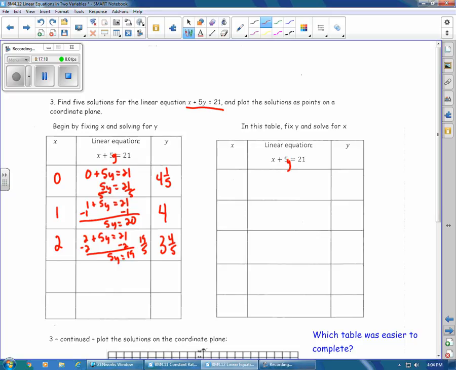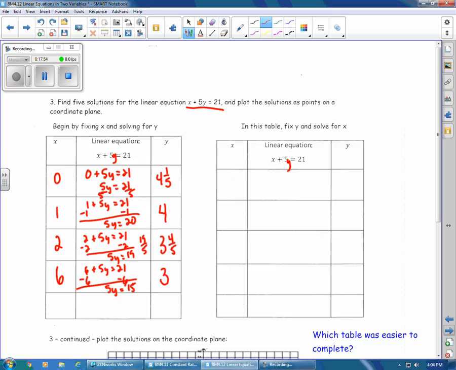Maybe if I could figure out what number I need to take away from 21 to be divisible by 5, so I can get whole numbers for my y, that might make it easier. Let me think. If I take 6 away from 21, that's going to be 15, so that'll work. Let's try fixing x as a 6. So I'll have 6 plus 5y equals 21. Subtract 6, subtract 6. 5y equals 15. So I know my y here is going to be 3, because 15 divided by 5 is 3.